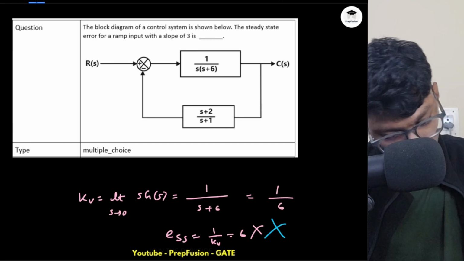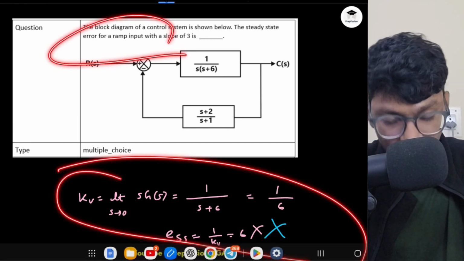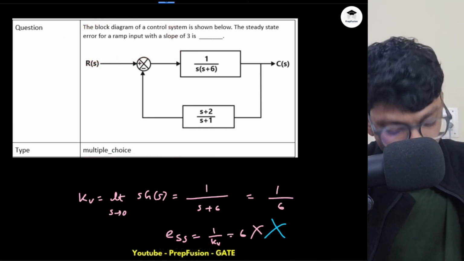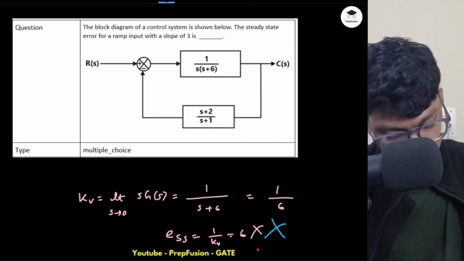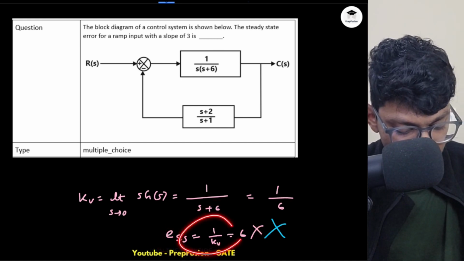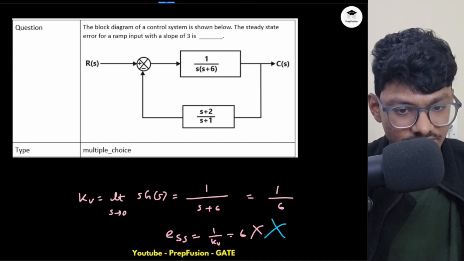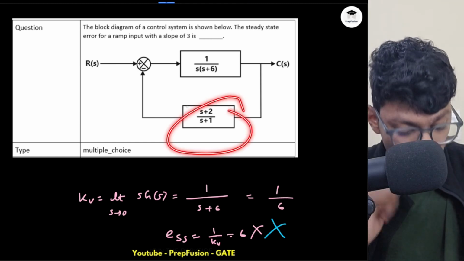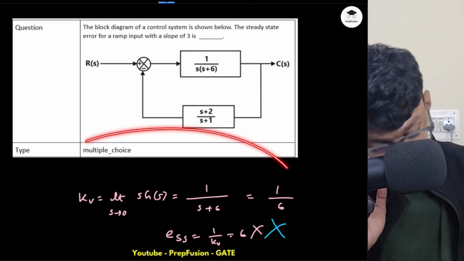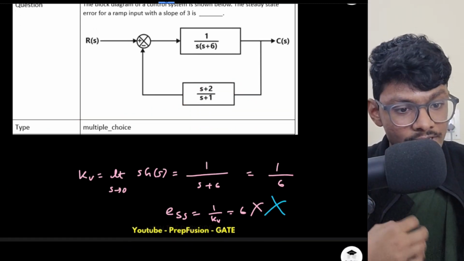First of all, this is not a unit ramp input. This was derived for a unit ramp input. For any ramp input, you can multiply the slope with it, then you will get your KV, and then you do the reciprocal of this, and then you will find it out. Second thing is, this is not a unity feedback system, so then also you will not be able to apply the formula. So you have to go with the basics.